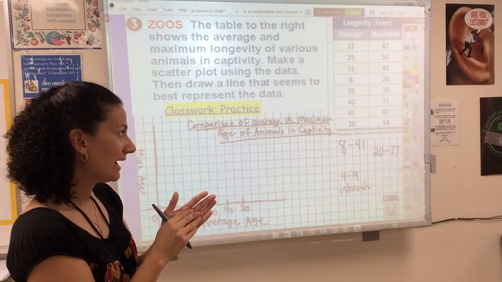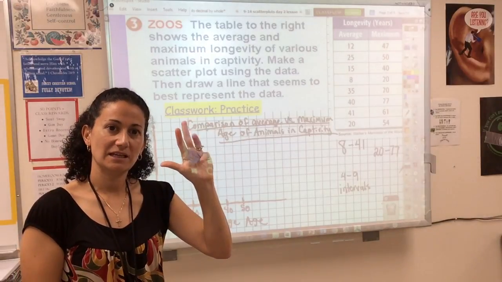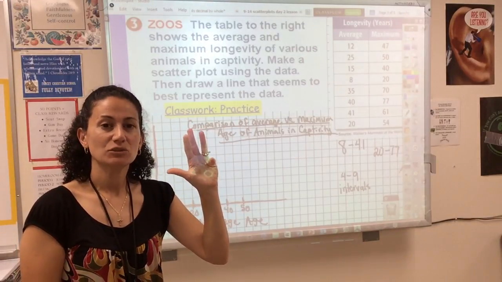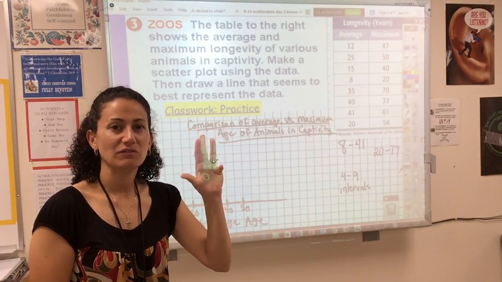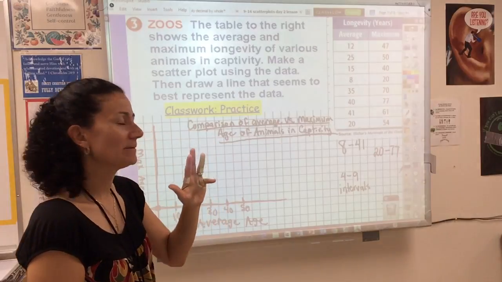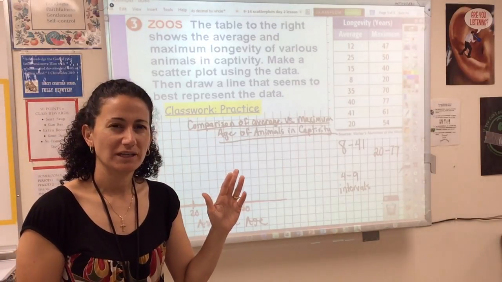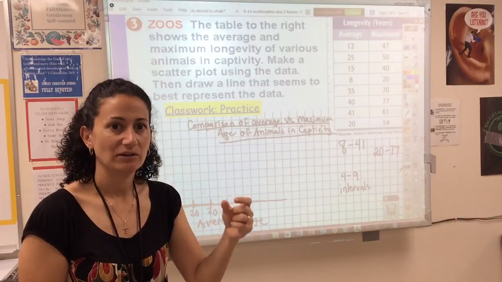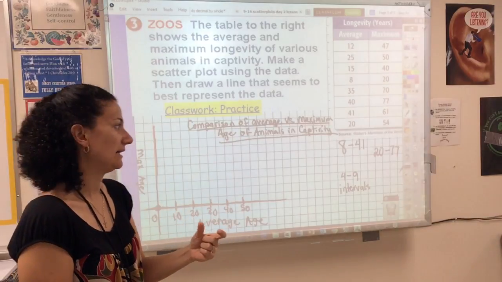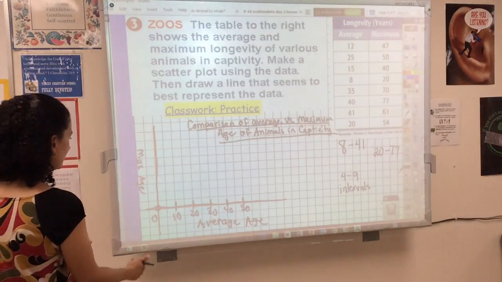Would 20 be okay? 20, 40, 60, 80. Yeah, 20 is okay. It only gives me 4 intervals. So I'm going to count by 10. Hopefully that helps you understand how to choose what to count by. Okay, so I'm going to count by 10s.